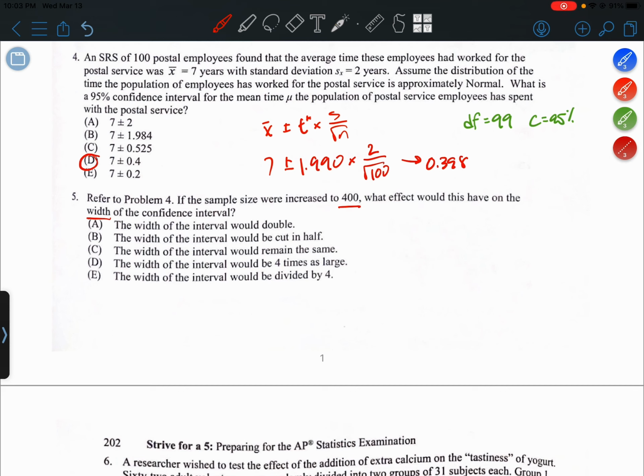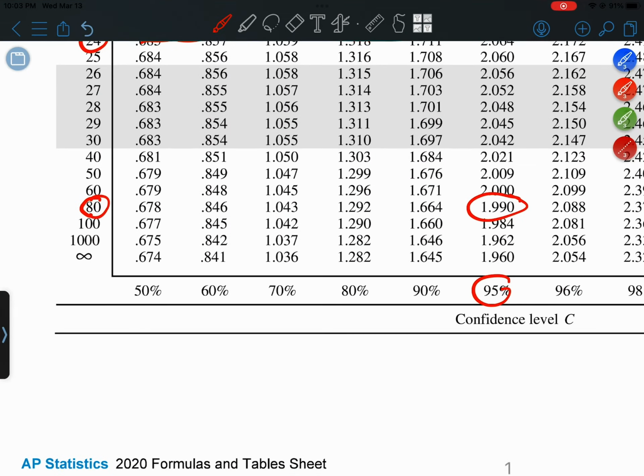So with 400, our degrees of freedom would be 399. Confidence level still 95%. Okay, so 399. All right, there is no 399, so we're going to go all the way down to 100. Okay, so we'll be using 1.984.